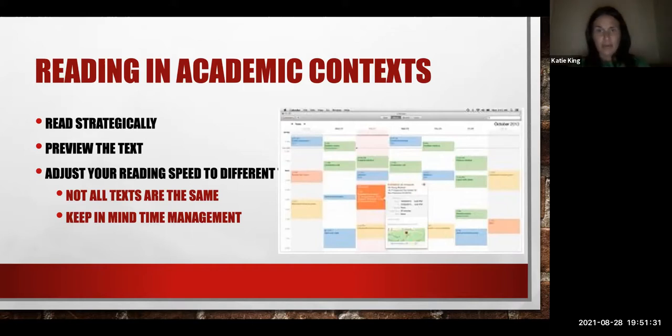Reading stuff that you Google is usually very easy, because most stuff on the internet, on ad revenue generated websites, is meant to be quick and easy, right? It's meant to be easily digestible.